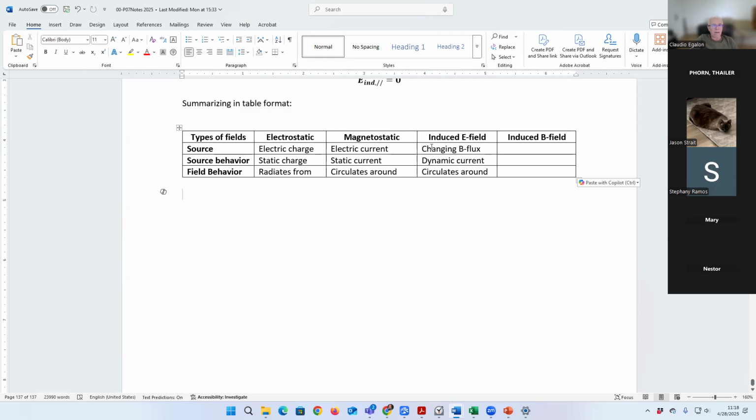And now we have the induced electric field. That's the new kid on the block. The source is a changing magnetic flux. Source behavior, the current is dynamic, it changes. And the induced field also circulates around the flux. And then we have the final one that we didn't discuss yet.